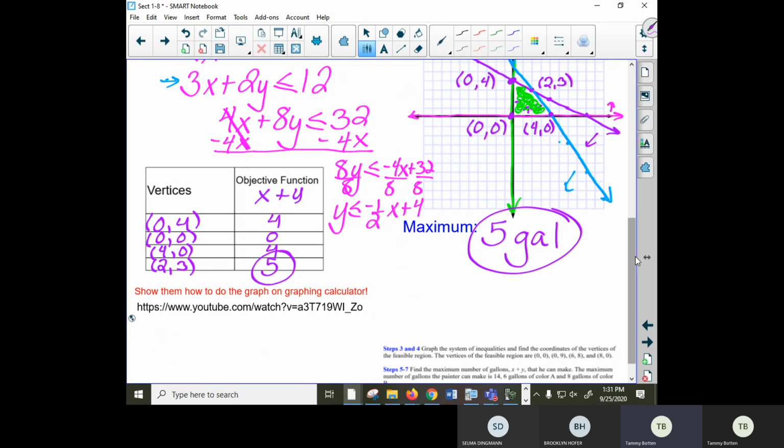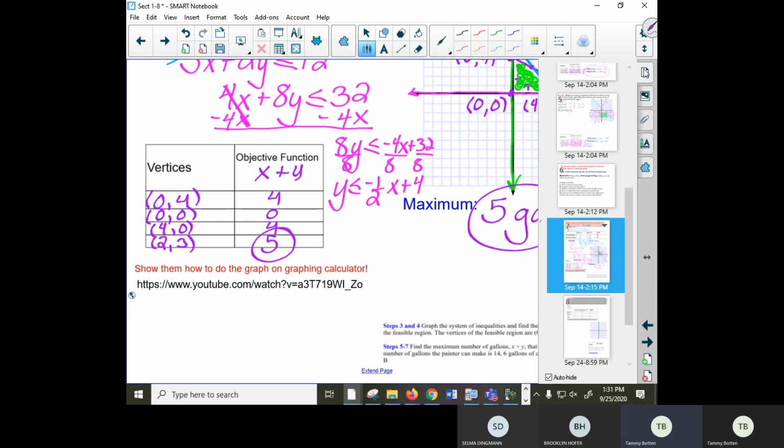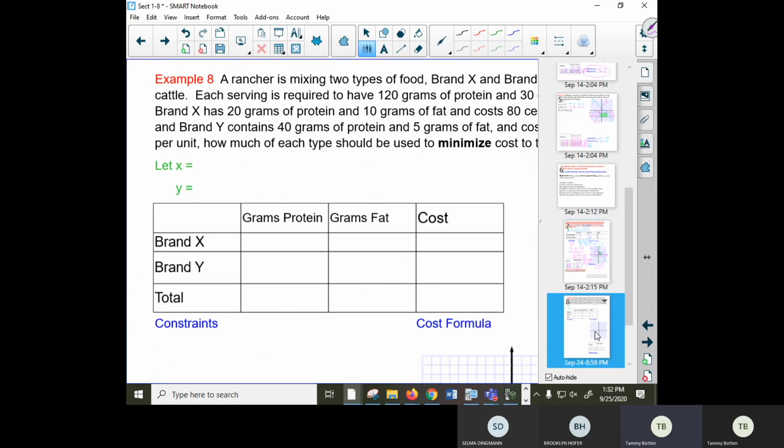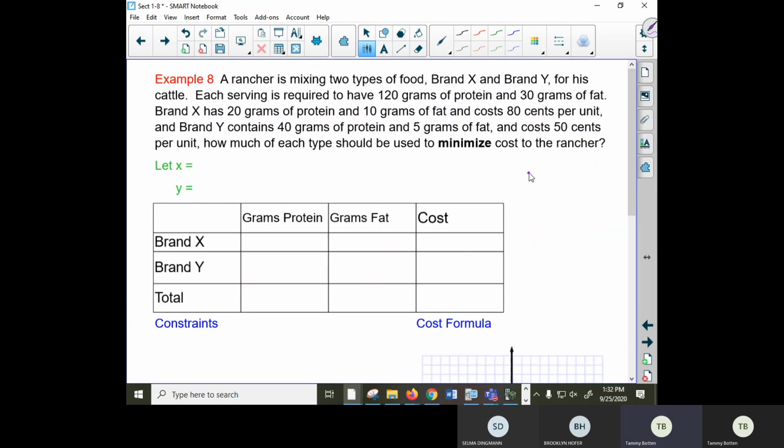Okay. Now, I think what I'm going to do is just do this one with you guys, and then I'm not going to give a word problem in your assignment. You'll just have the other kind in your assignment, okay?